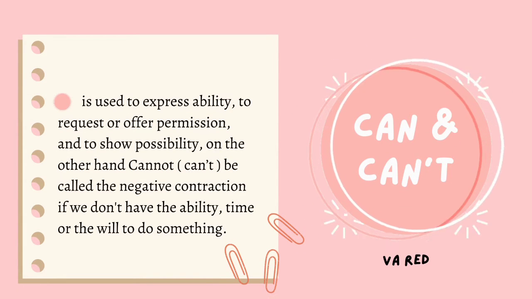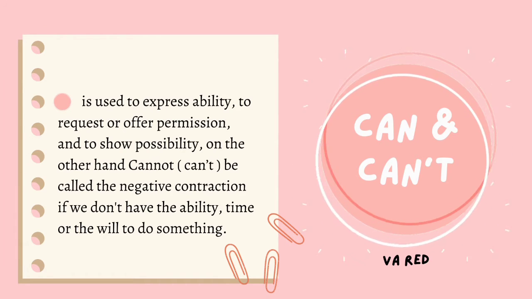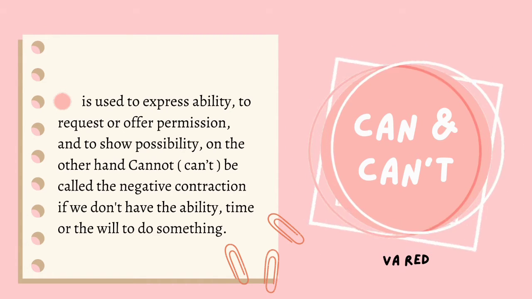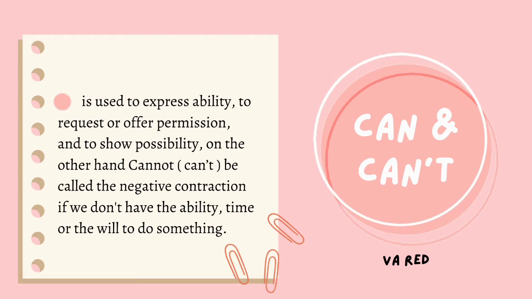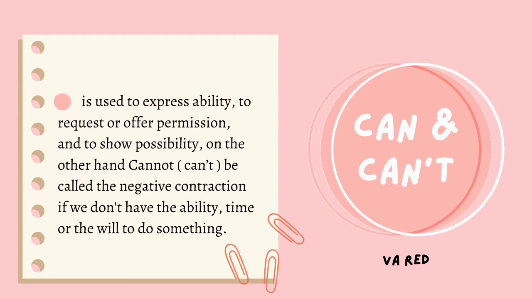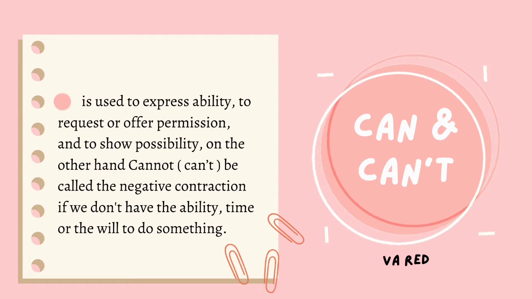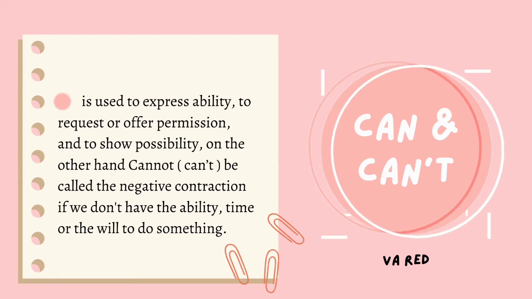Can is used to express ability or opportunity, to request or offer permission, and to show possibility. On the other hand, can't or cannot be called the negative contraction if we don't have the ability, the time, or the will to do something.